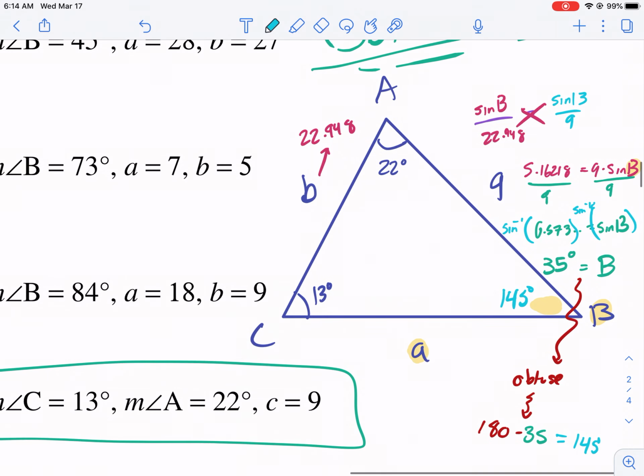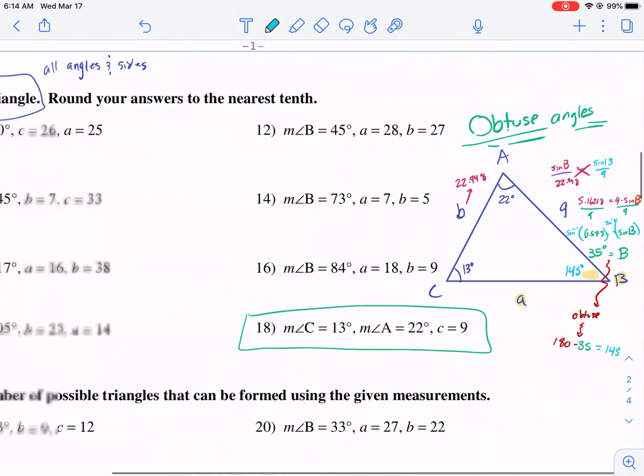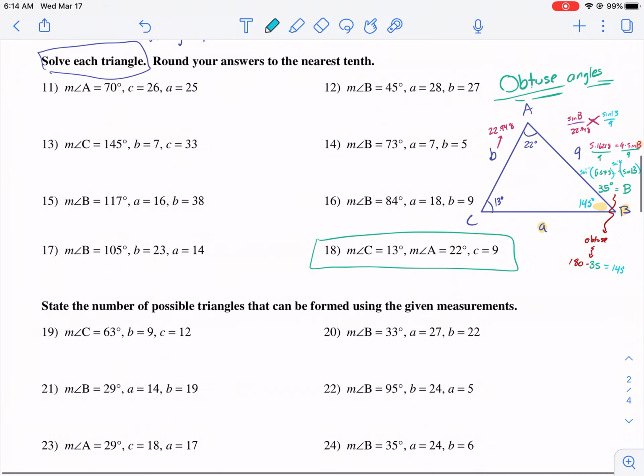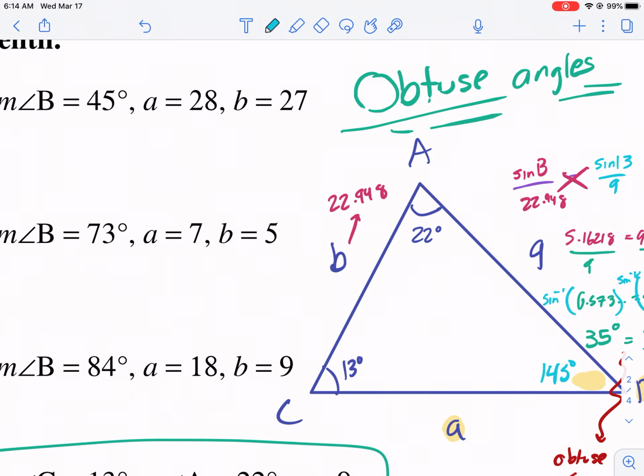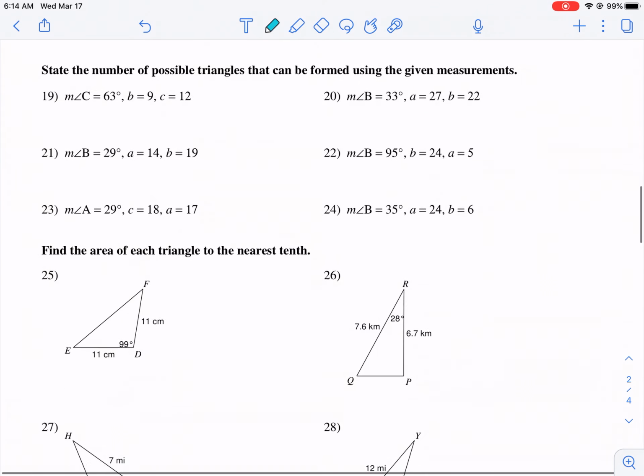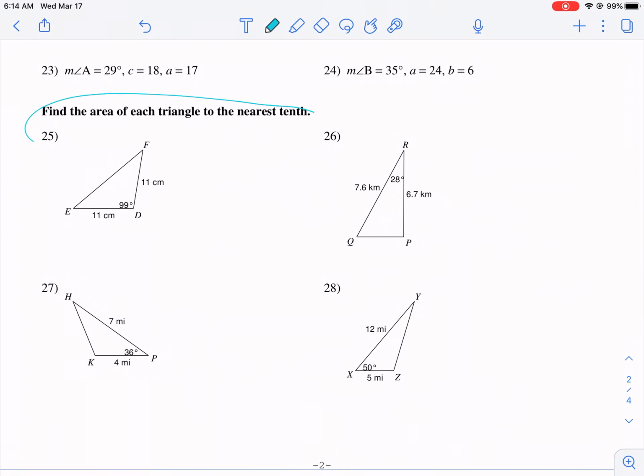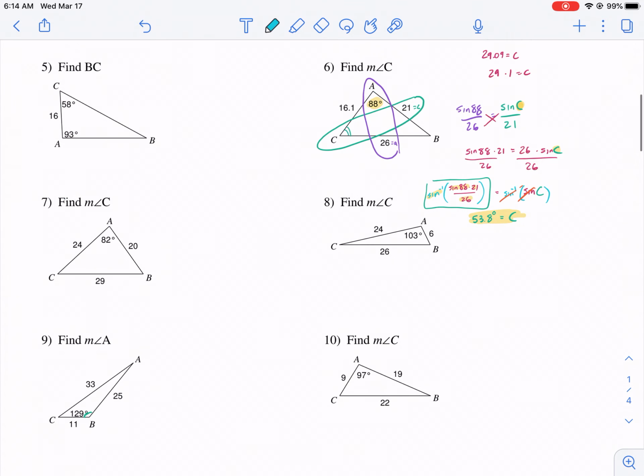Now, if you wanted to find A, we could easily do that. But I'm not going to at this time, just because you guys already know how to do that. I really just wanted to concentrate on obtuse angles. This is a separate part right here. Maybe I'll make a separate video for this part. This is a little bit different.